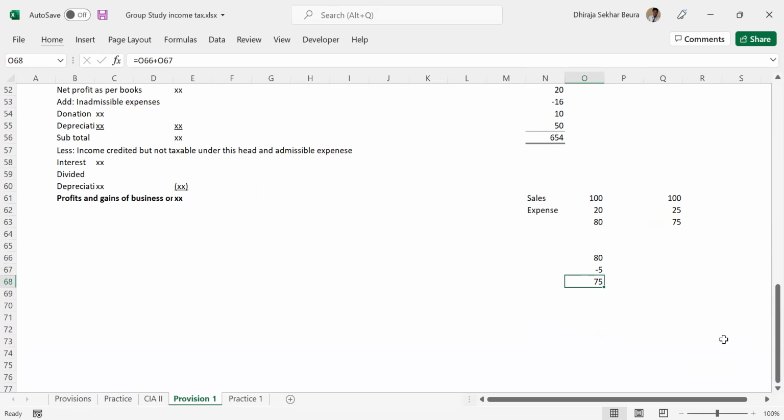Go by the logic. Don't remember when we should add and when we should deduct. Go by the logic of what will happen with the income. Suppose extra expense is allowed. In that case, your income will decrease, isn't it? Suppose a portion of your expense is disallowed. In that case, your income will increase. So adding that portion would solve it.